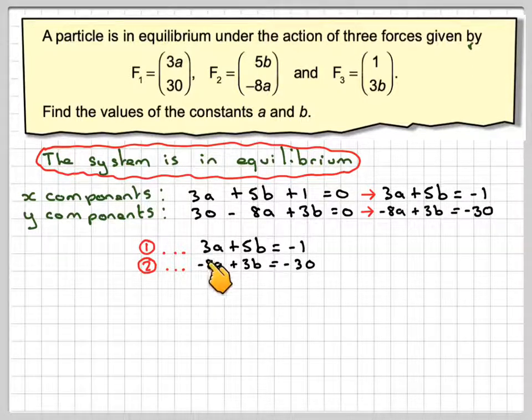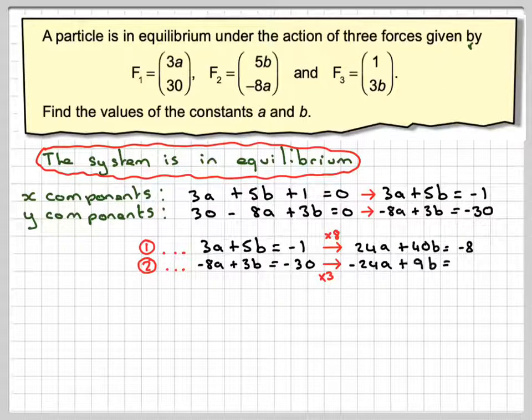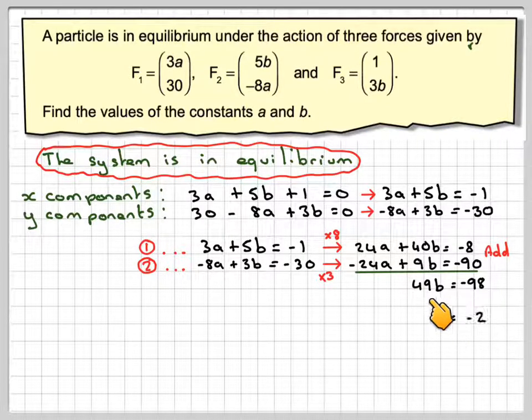I'm going to make the a coefficients the same, so I'm going to multiply the top one by 8. So that's going to be 24a plus 40b is equal to minus 8. And then I'm going to multiply this by 3, so it's going to be minus 24a, 3 times 3, which is 9b, and then minus 90. Then if I add those together, the a will cancel out, and I'm going to get 49b is equal to minus 98, which gives that b is minus 2, minus 98 divided by 49.